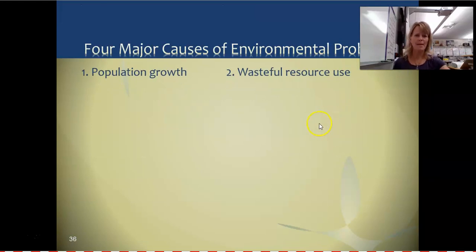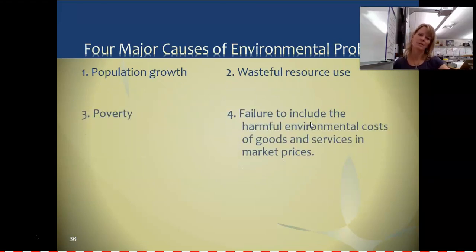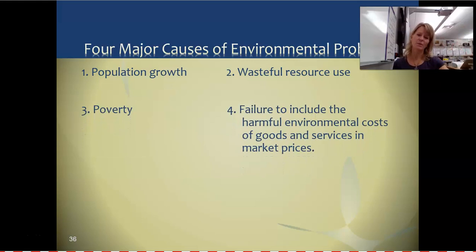Okay. There are 4 main causes of environmental problems. These are just like 4 big ideas. What I want you to do is look at all 4 of them and choose which one do you think has the greatest effect on our environment. Is it an increasing population? Is it that we're using resources, we're just being wasteful? Is it poverty? I mean, we have 1 out of 5 people in the world living in poverty. Or is it a failure to include the environmental costs in goods and services?